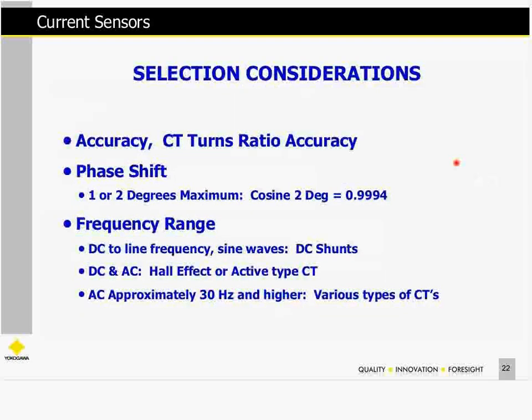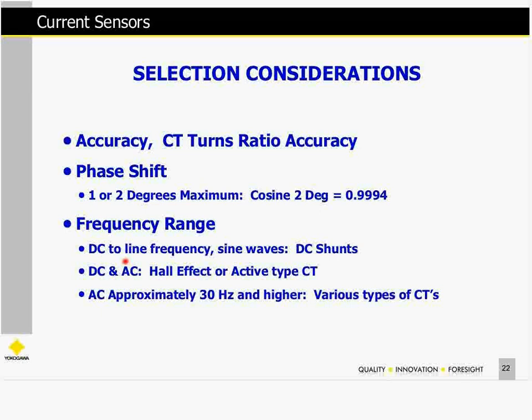Selection considerations for a current transformer. Accuracy on a CT is typically what you would see as the CT turns ratio when you're looking at that. Another important part that you need to consider is the phase shift. We're measuring power, and phase shift will affect the power measurement. How much phase shift depends on your application. Say if we had a 1 or 2 degree phase shift, the cosine of 2 degrees is 0.9994. Is that acceptable in your application? Some, it's not a problem. Others, like in high accuracy measurements, transformer testing and things like that, that's not acceptable. Then you need to consider the frequency range.